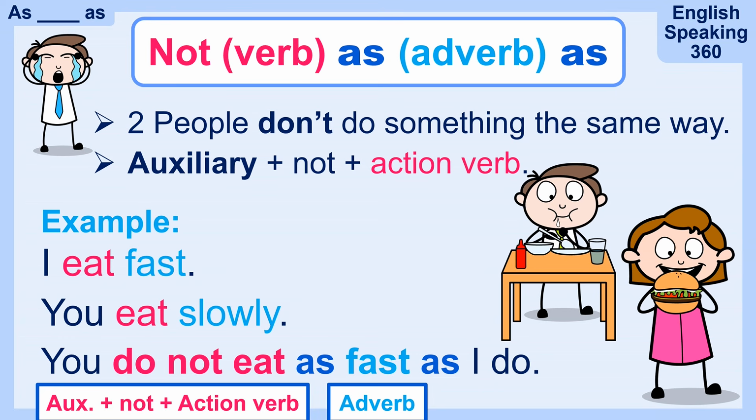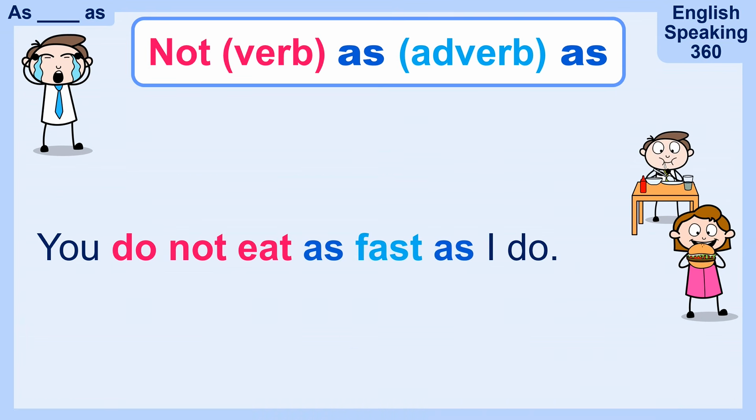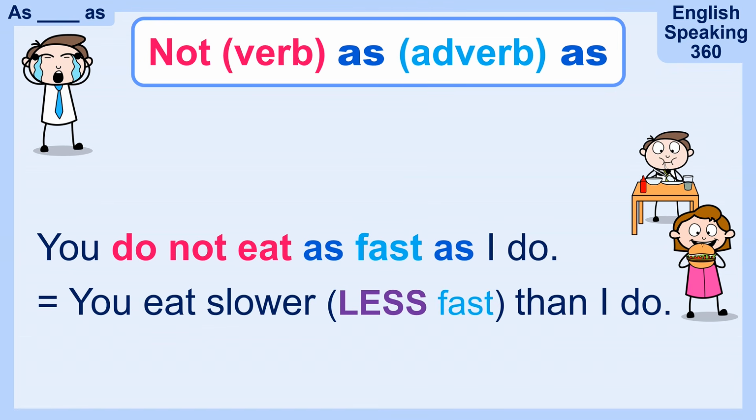However, maybe you say, but teacher, how about me? You don't eat as fast as me. Yes, we hear that very often, and that is informal English, casual English. You may use it, but the best way is you don't eat as fast as I do. You do not eat as fast as I do. What is the meaning? It means you eat slower or less fast than I do.